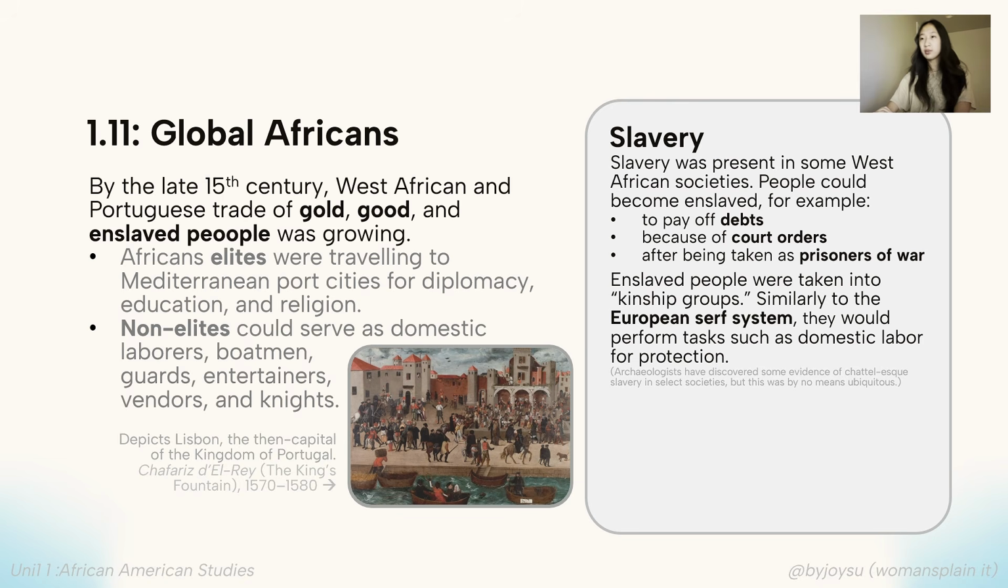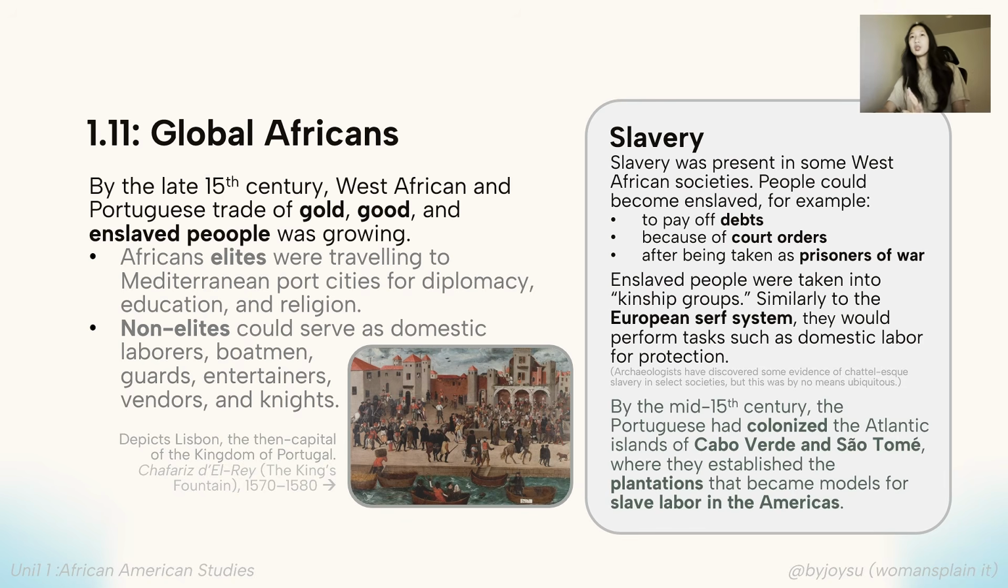Enslaved people were probably seen as the poorest people within a kinship group, but at the end of the day, they were still considered people, not to be actually owned as physical property by other people. Here's the shift College Board wants you to know: around the mid-15th century, the Portuguese first colonized Cabo Verde and Sao Tome. Those are what College Board considers to be models for chattel slavery, and they created the kind of plantation agriculture that would come to dominate the Americas.